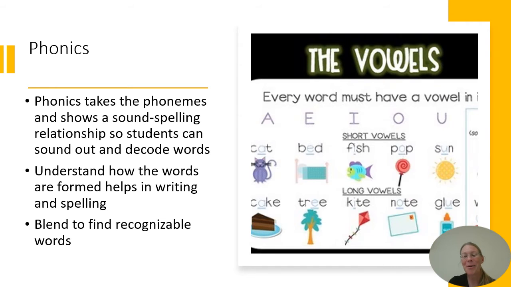Our second component for reading is phonics. Phonics takes those phonemes and puts them together so that students can see the relationship between the sounding out of the words to form recognizable words, decoding words. So they understand how the words are formed, and it helps them in their writing, and it helps them with their spelling, blending it together to find recognizable words.